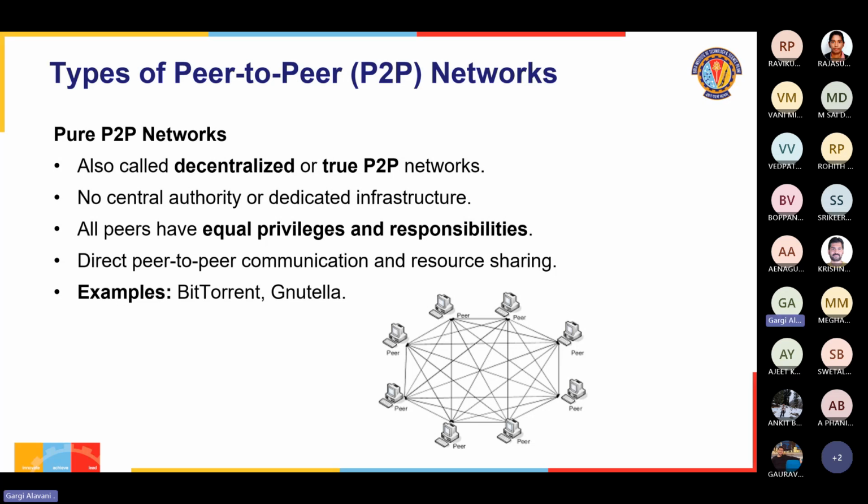However, the downside is that tasks like searching for a resource or managing the network can become less efficient as the system grows. Some of the best known examples of pure P2P are BitTorrent and Gnutella, which rely entirely on peers to share the data and keep the network running.